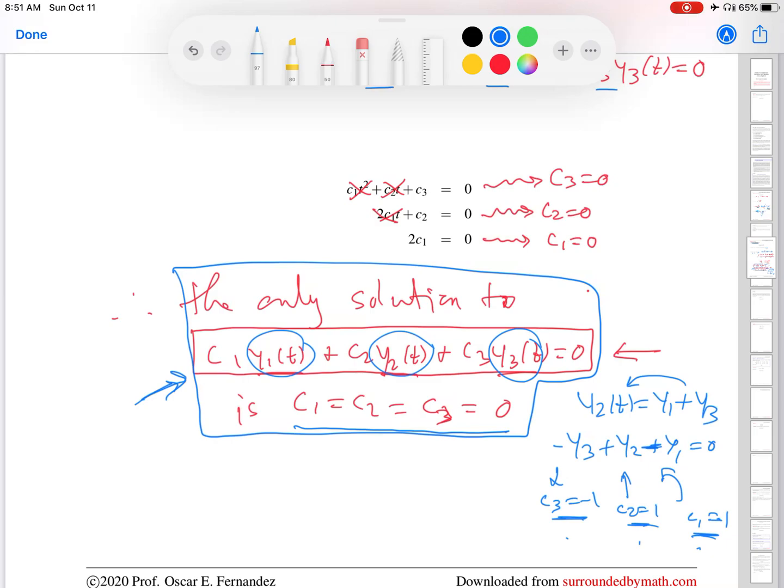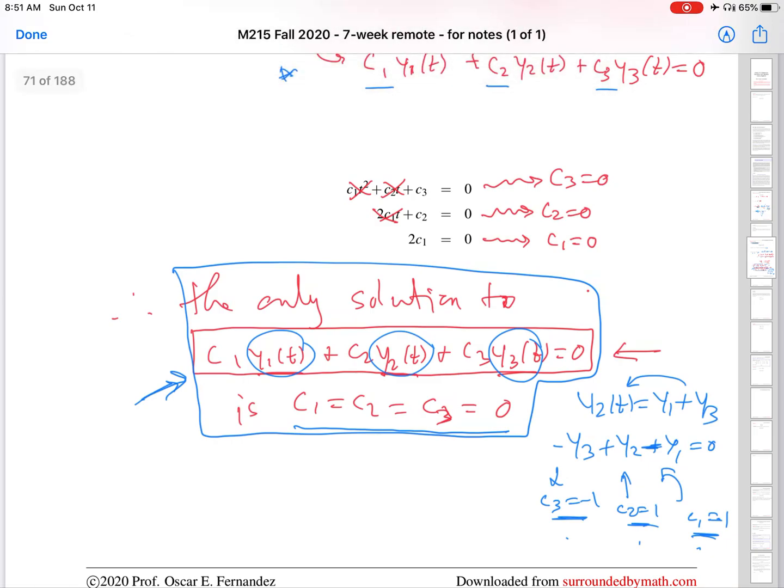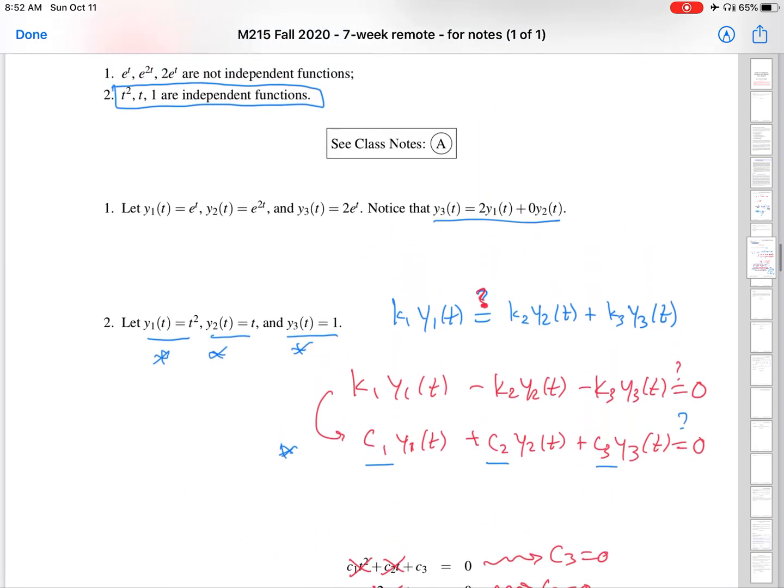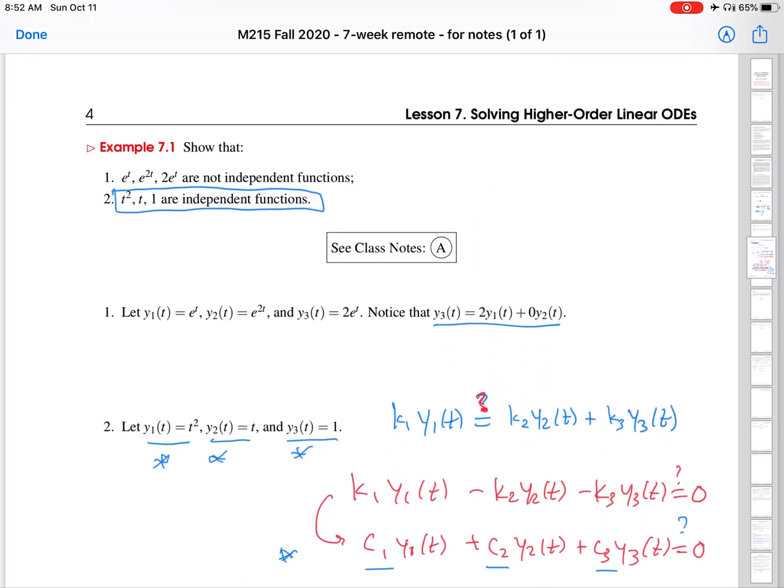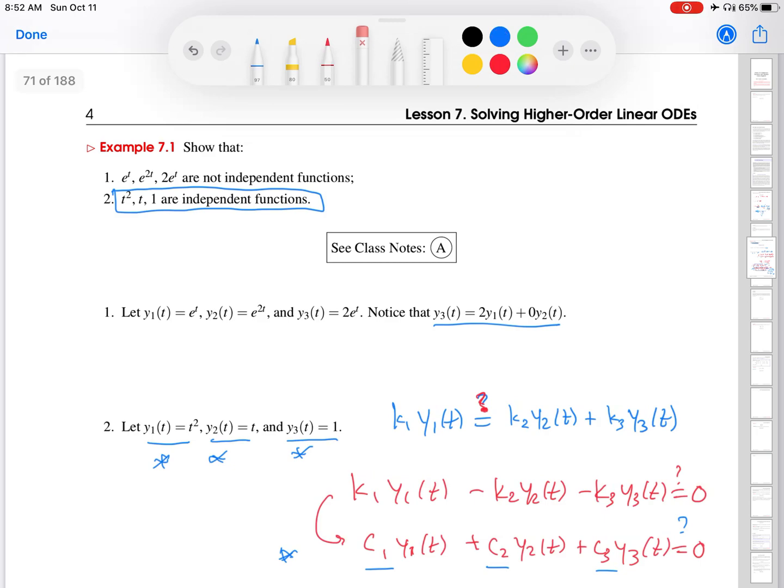Okay, so that's the method for determining independence of functions. And I will go back up here and erase this, so remove some of the clutter for the next video.